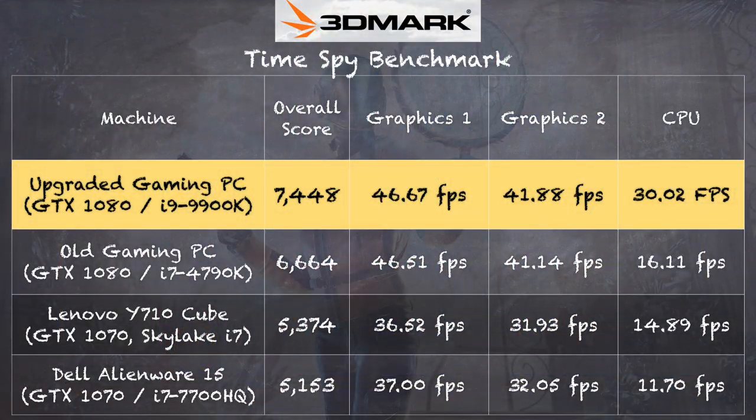Now, on the 3DMark Time Spy test, which is a DirectX 12 benchmark, I got a score of 7,448 with my new configuration. GPU score is identical because it is the same GPU, but the CPU is doing much better at 30 frames per second versus 16. And I also was able to get better performance in some of the VR games that I was playing as well, and I knocked out a lot of the performance bottlenecks that I was running into with it.